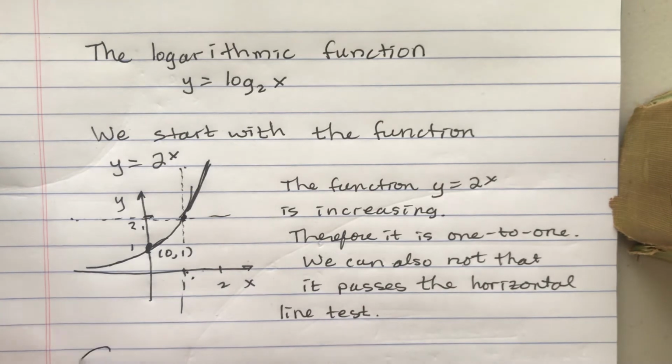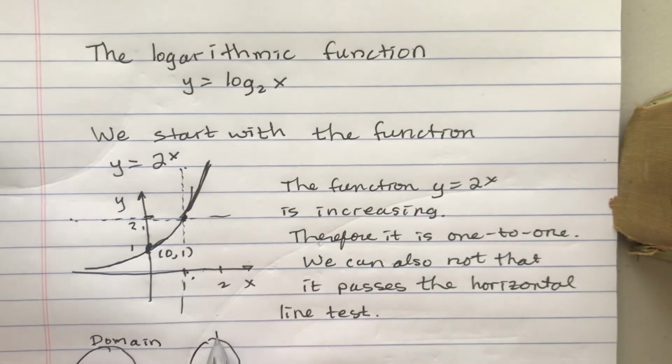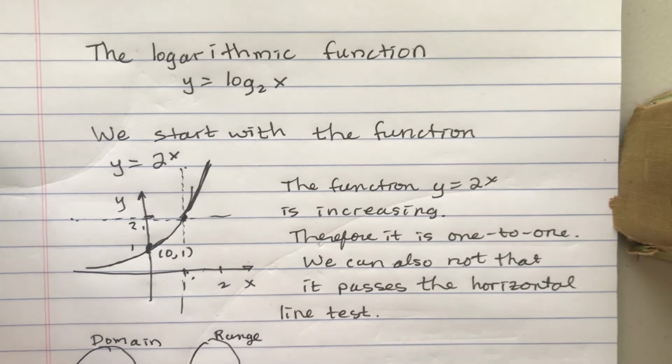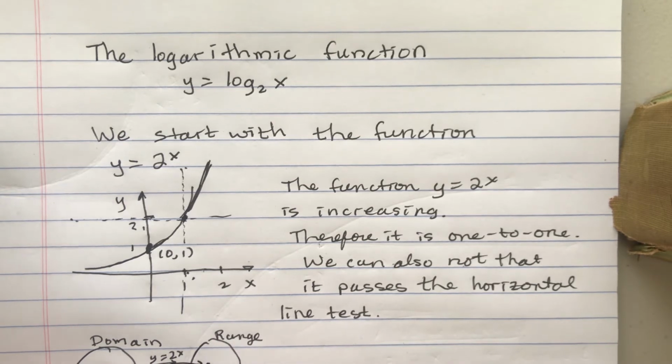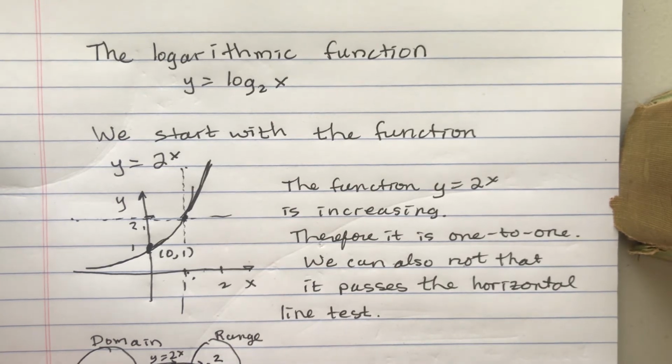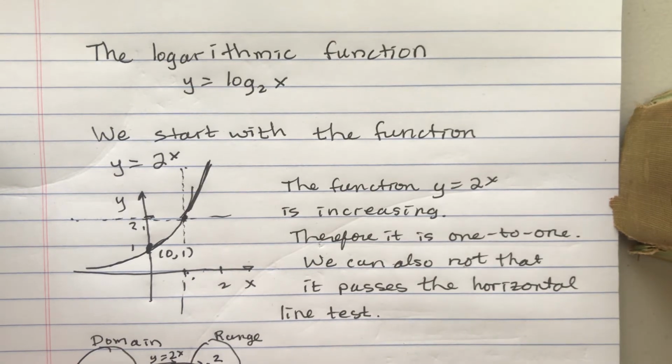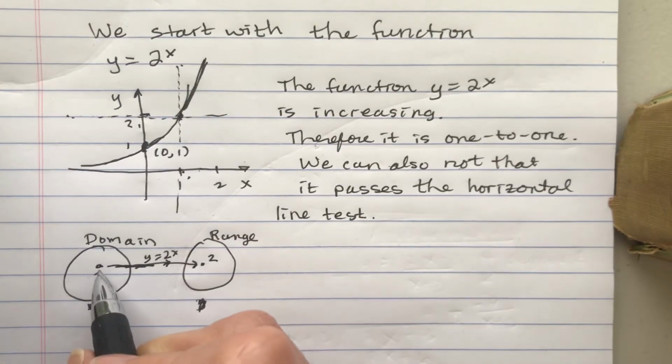So when we have our picture here, we have the domain and we have the range. We see that for our x value, x equals 1, and this is for the function y equals 2 to the x, 1 goes to 2. That's why this is a function, because 1 goes only to 2. It doesn't go to any other values. So I start off with x equals 1 and it goes to 2.